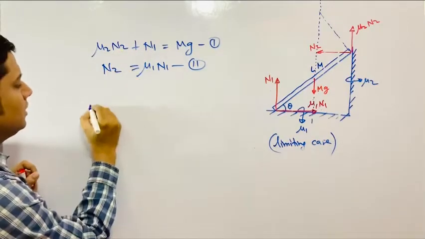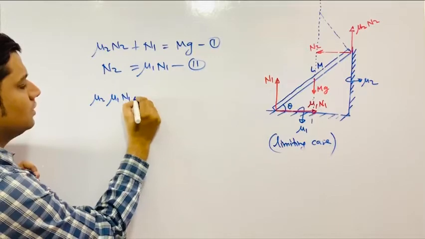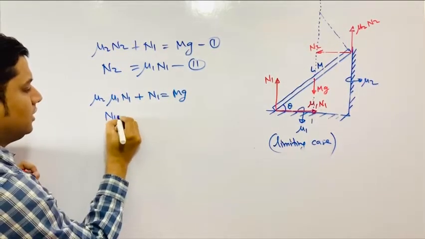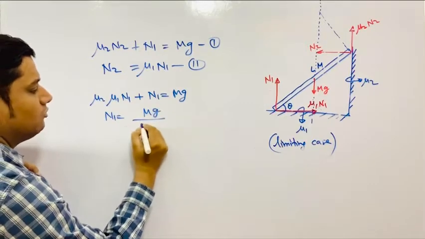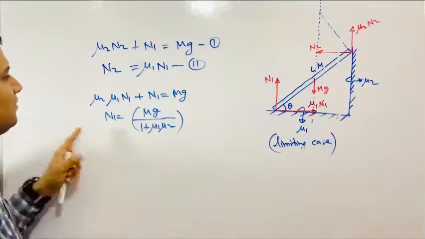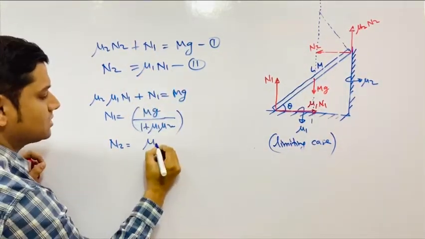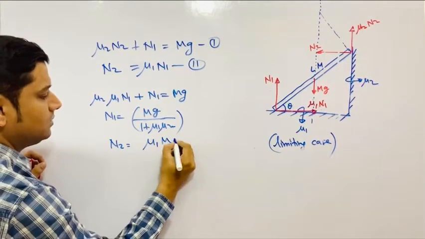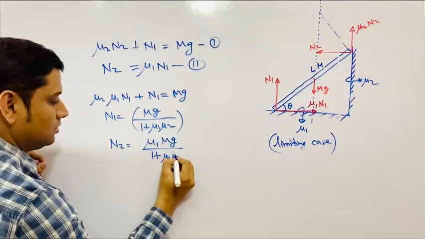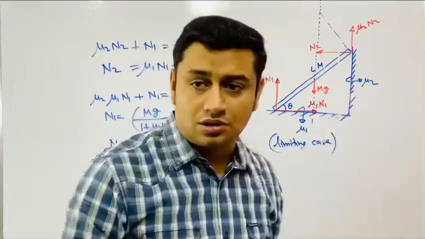Now solve these two first. Put mu1 here. Mu2 into N2 means mu1 mu2 N1 plus N1 is equal to mg. So N1 is equal to mg by 1 plus mu1 mu2. Therefore N2 is equal to mu1 times N1, that means mu1 mg by 1 plus mu1 mu2. Third, now come to torque.